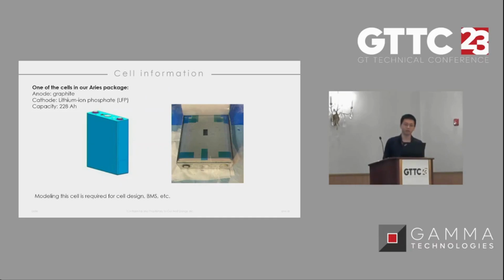So as I mentioned, Aries is one of the products we have. Of course, we have more products. So what I'm going to introduce today is one of the cells we are using. As you can see on the screen, the one we are using is just this prismatic cell with graphite as anode and LFP as cathode. The capacity is pretty large because it's a large cell, over 200 ampere hour. And the right figure is the teardown pictures. So the goal today, or the project I'm presenting, is to model the cell for cell design and BMS purpose.